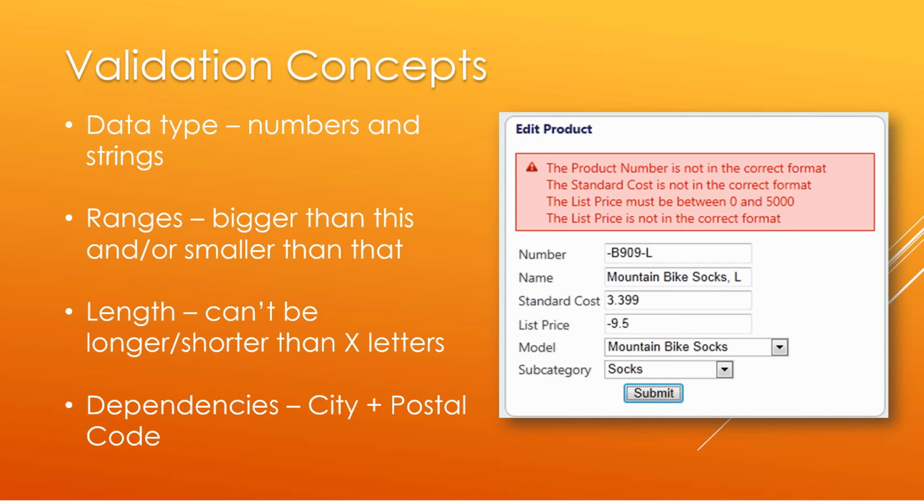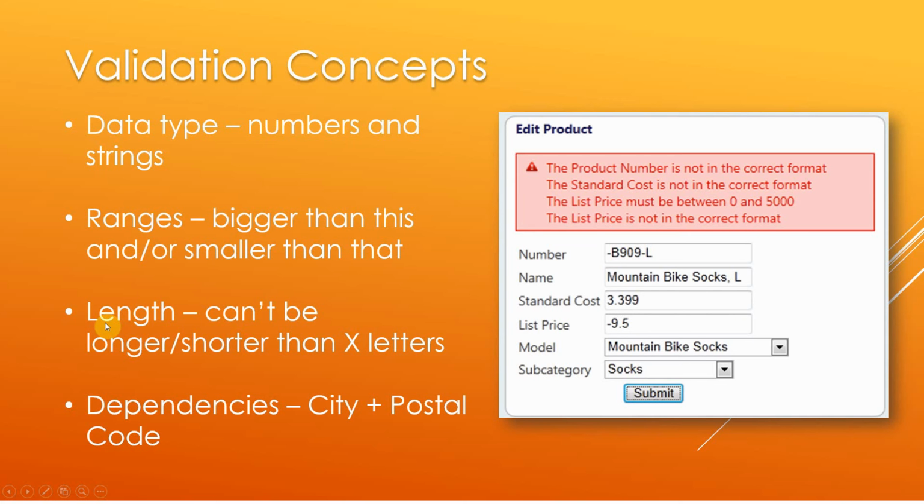In the example on the right here, we can see that the list price must be between 0 and 5,000. So we can see here they put in a value of minus 9.5. Minus 9.5 is less than 0, so it does not fall in this 0 to 5,000 range.